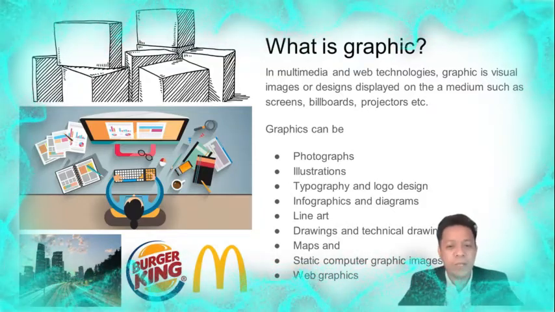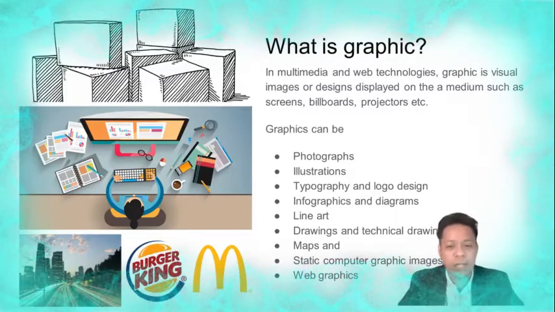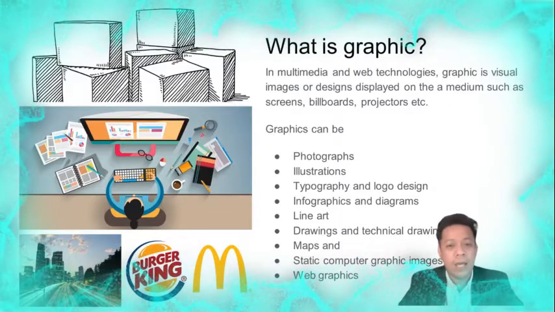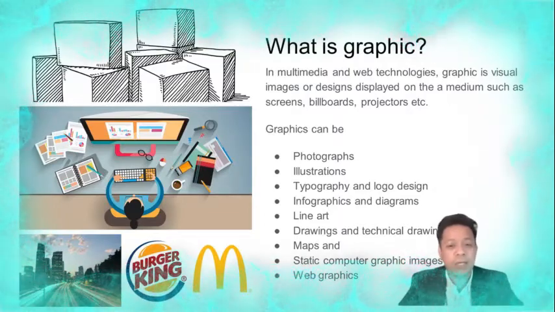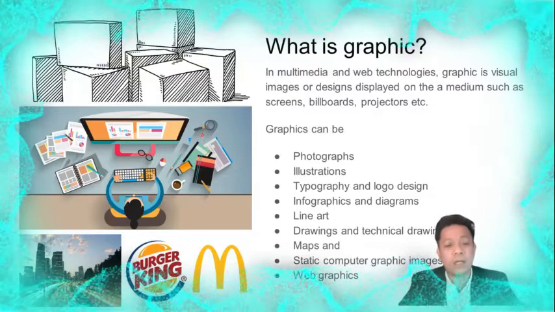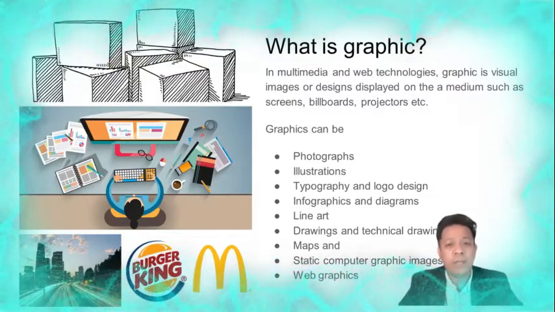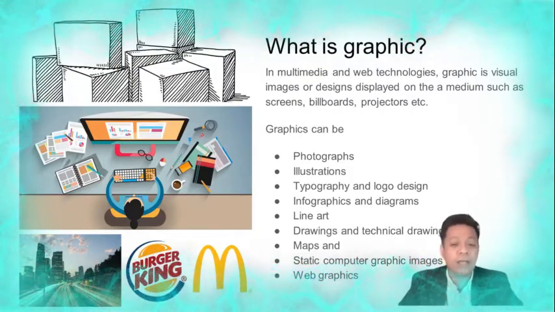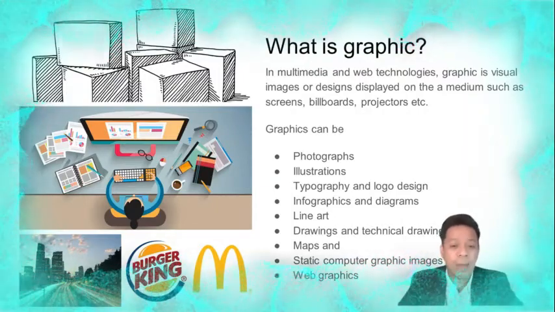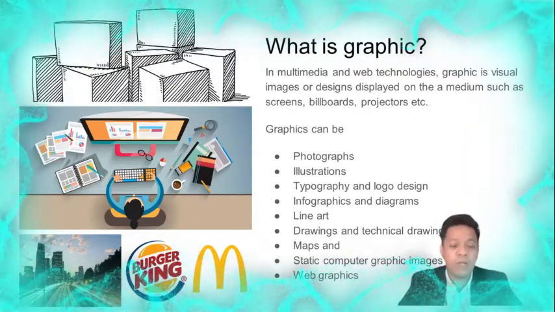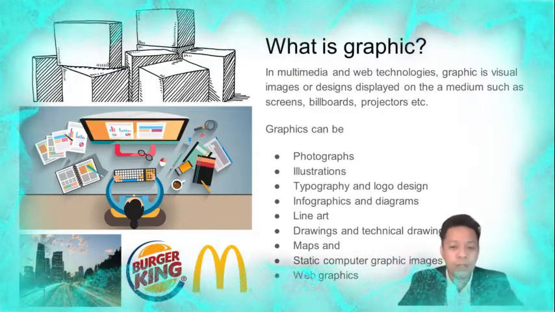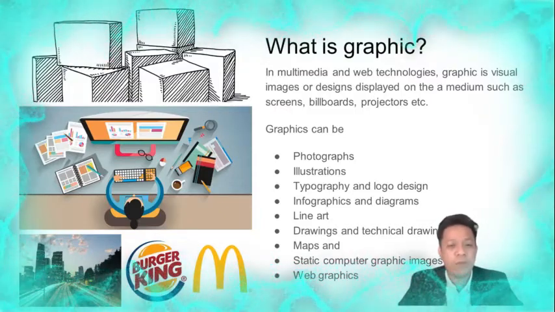For example, graphic can be photograph, illustration, typography, logo design, infographic, and diagram. Graphic can also be represented through line art. Nowadays we are transforming the way we do graphic and art. We are using computer graphics, so you can draw either illustration art or technical drawing. Maps are also one of the graphics. Sometimes we use maps to describe things, and we also need static computer graphic images and web graphic.